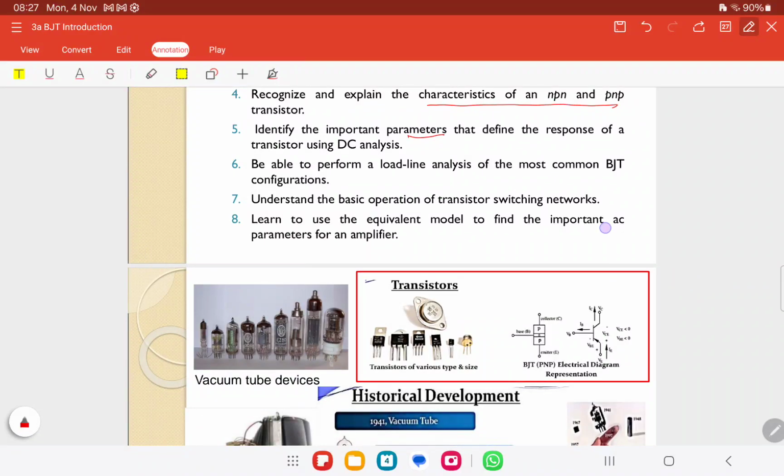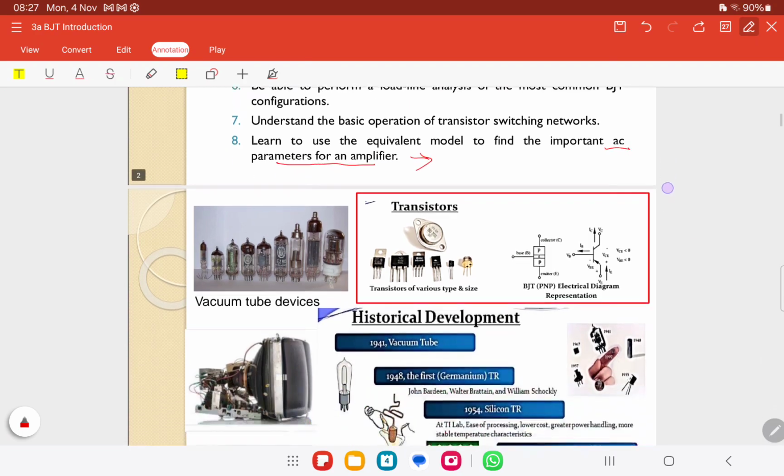Alright, and this one is an important AC parameter for an amplifier. This one is for the small signal AC analysis. Why do I mention small signal? Because we will have an AC equivalent circuit. That one is a small signal analysis. We will convert the DC circuit into an AC equivalent circuit.